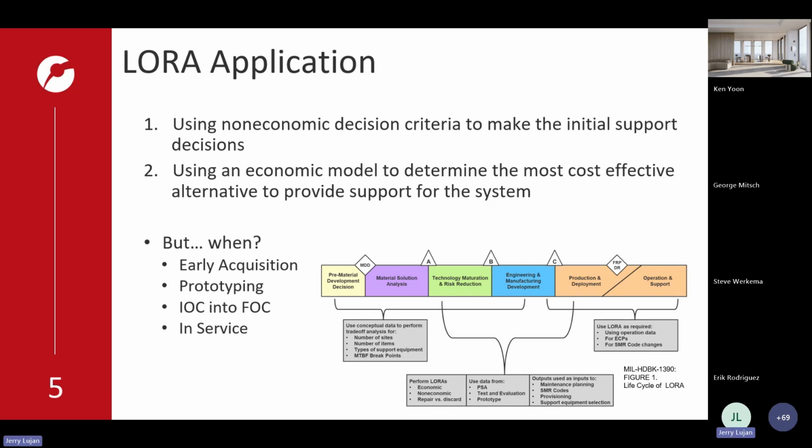Well, it depends on where you're at in the life cycle. So we see here, again, this is out of the 1390, a little diagram here of the life cycle of a system. And the short answer is all the way from the pre-material development all the way through sundown, right? From concept all the way through sundown is where a LORA is going to occur. The type of LORA, the focus of the LORA, the data used in the LORA, and the scope of the LORA are going to change throughout the life cycle.